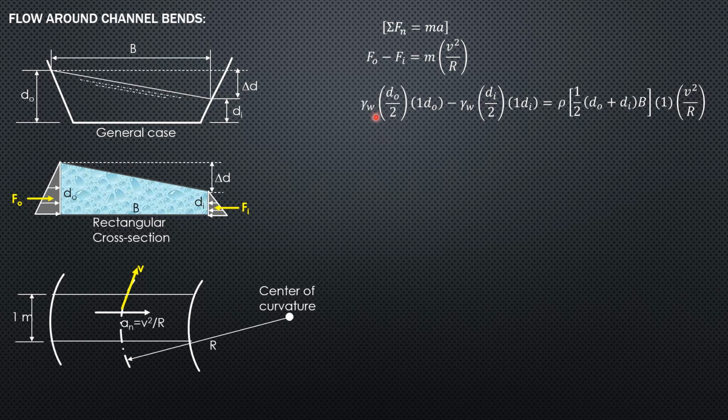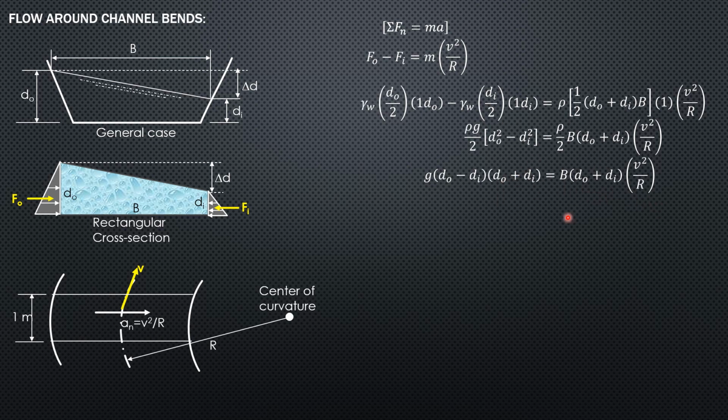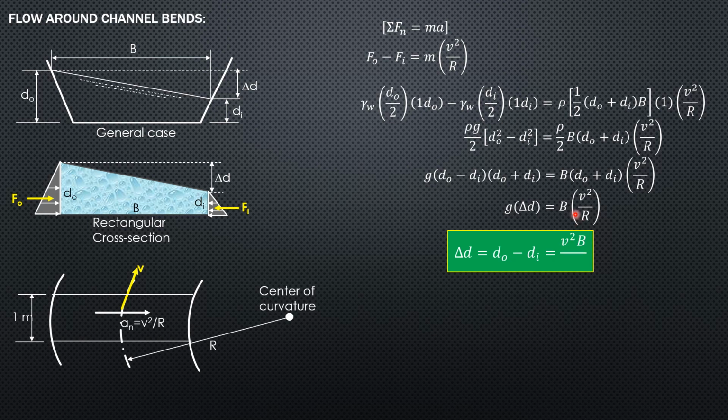So factor out gamma of water, which is rho times g, and 1/2, then we have (D_O squared minus D_i squared) equals density over 2 times (D_O plus D_i) times B times V squared over R. So cancel density over 2 and let's factor this out. So g (D_O minus D_i), quantity (D_O plus D_i), equals B (D_O plus D_i) times V squared over R. So we can cancel (D_O plus D_i), and take note that D_O minus D_i, the outer minus the inner, is delta D. So g delta D equals B V squared over R. Finally, delta D, or D_O minus D_i, is equal to V squared capital B over g R.